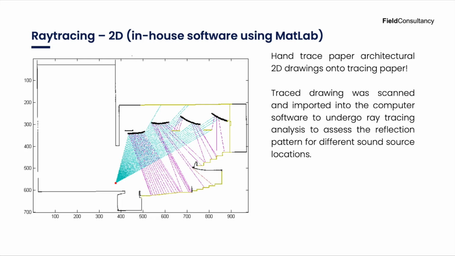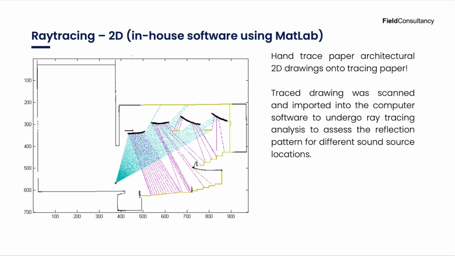And MATLAB software was the common software to use, where we could generate a script that would allow us to look at the angle of incidence and reflection of reflectors in performance spaces. So the process involved hand tracing paper architectural drawings and scanning those in through a photocopying machine. The scanned drawings were then imported into the computer software package, in this case MATLAB, to undergo a ray tracing analysis to assess the reflection pattern for different sound source locations in the auditorium.